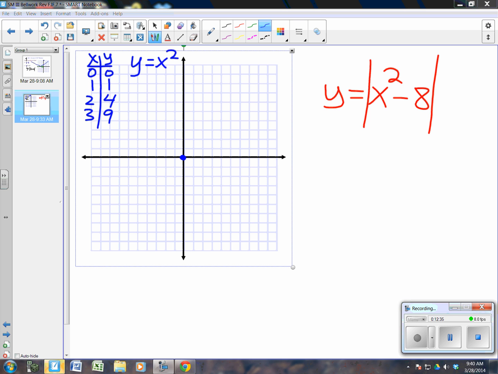Okay, so we go 1, 1, and it would also be negative 1, 1, 2, 4, negative 2, 4, and 3, 9, and negative 3, 9, right? This would be our parabola.